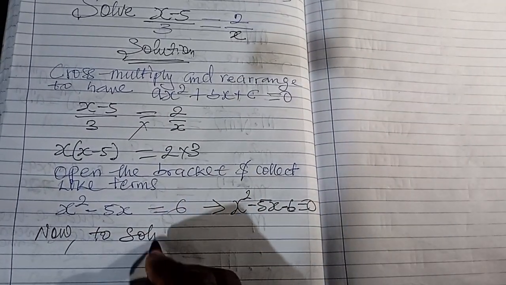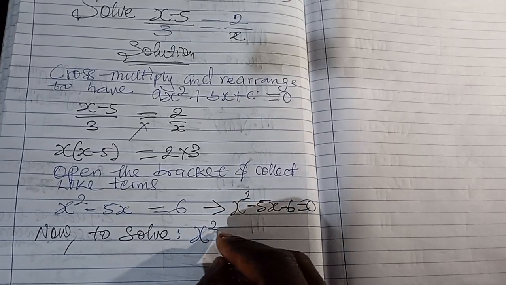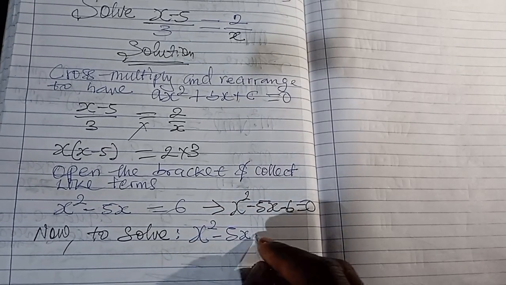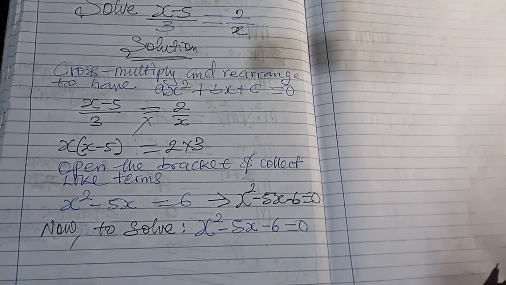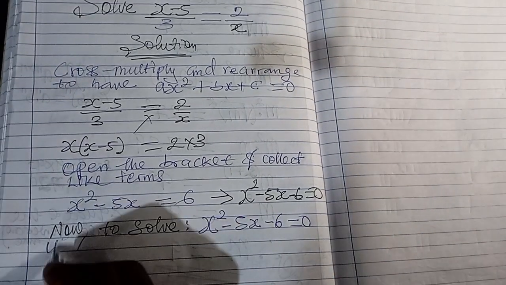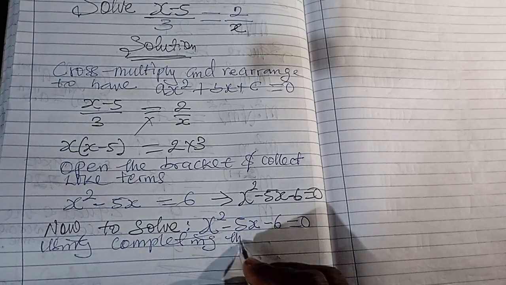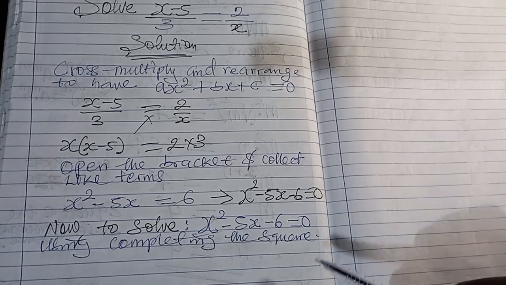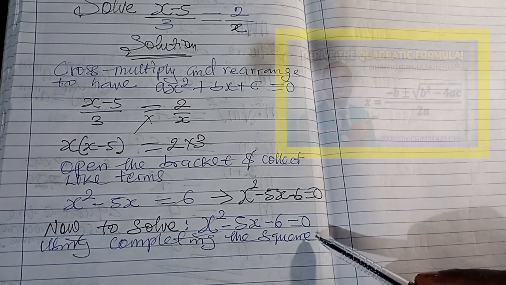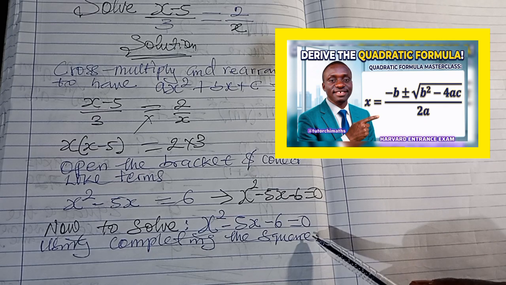To solve x raised to power 2 minus 5x minus 6 equals 0 using completing the square. Please, for our previous lesson on completing the square, check my playlist. Also, you can see formula method and factorization.